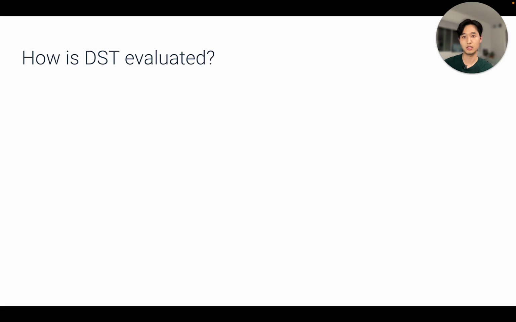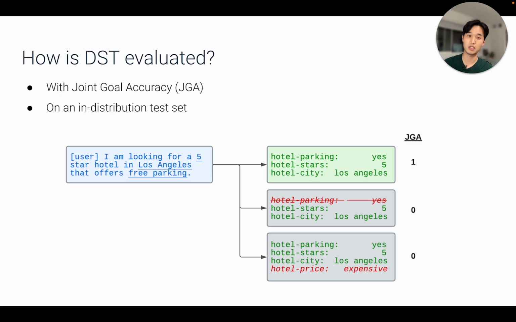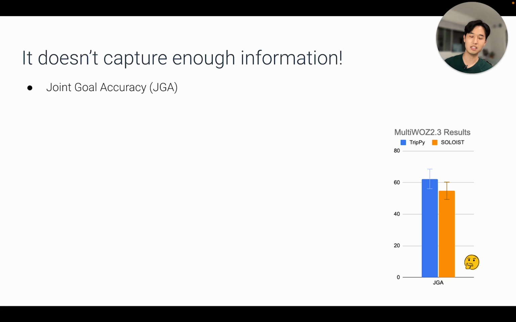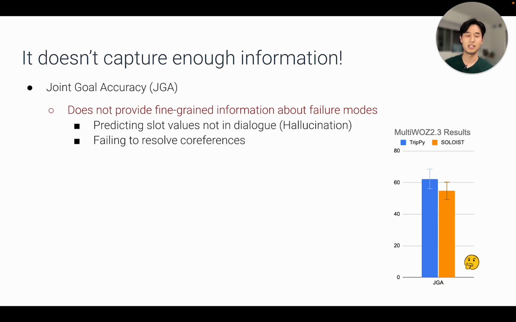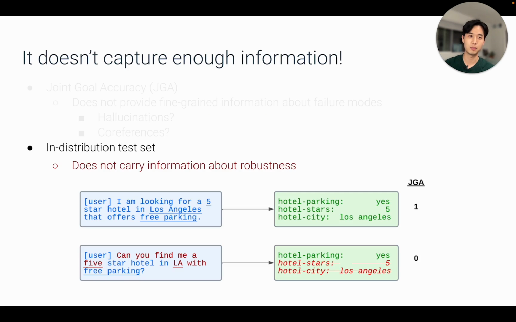DST is evaluated using a metric called joint goal accuracy, or JGA, and it's used on an in-distribution test set. JGA assigns credit only when all of the slot values are correctly predicted. The problem with this setup is that JGA is overly simplistic and that it does not capture any of the fine-grained information about failure modes. It does not tell anything about whether the predicted slot values were not from the dialogue, which is called hallucination, and whether it has failed to resolve any co-references. By evaluating only an in-distribution test set, we don't have any information about their robustness. DST models are well known for their lack of robustness to various different perturbations, such as paraphrases, as the one shown here.